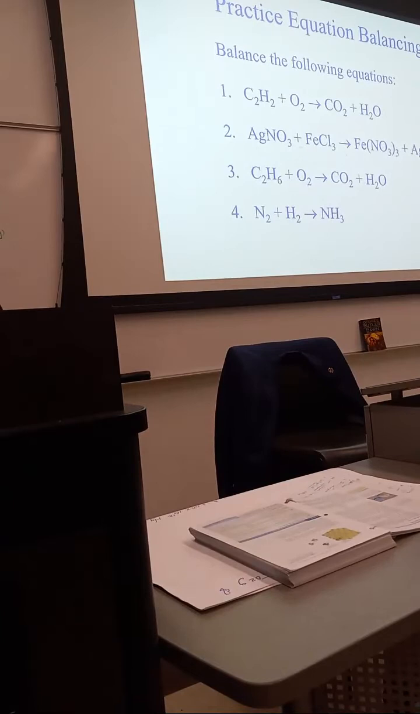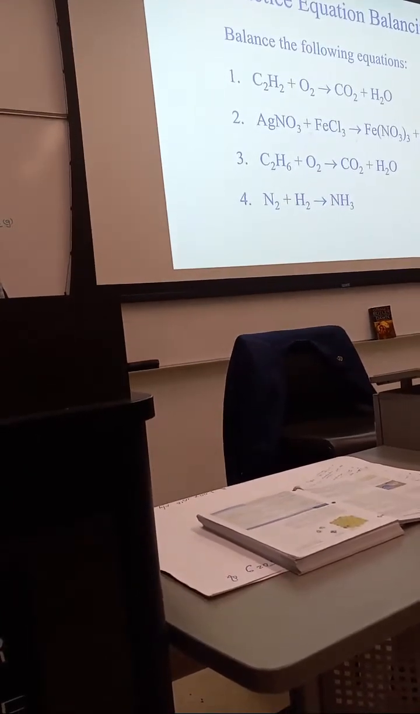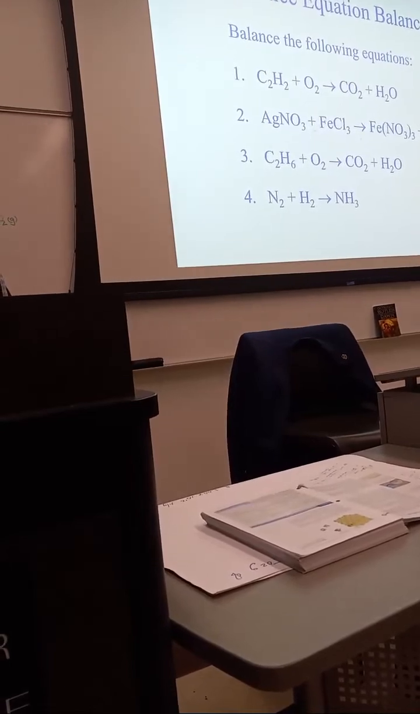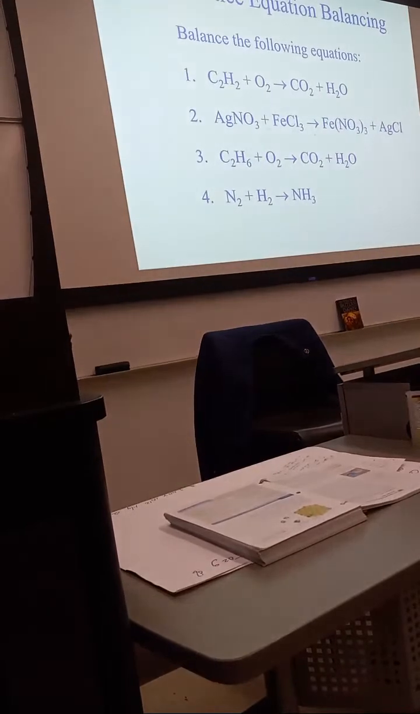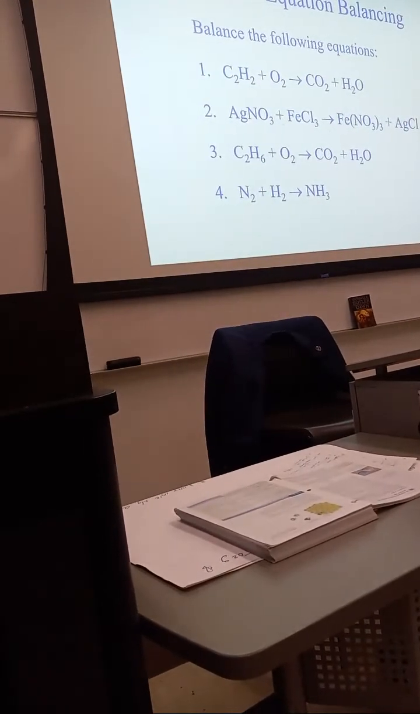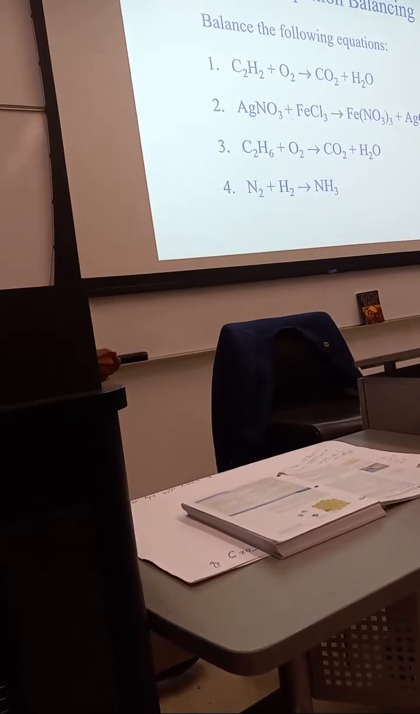What is this one? Combustion, right? Once you see oxygen involved and you see a CH, this is a gas, natural gas. And then here, what would this one be? Double replacement. Okay.